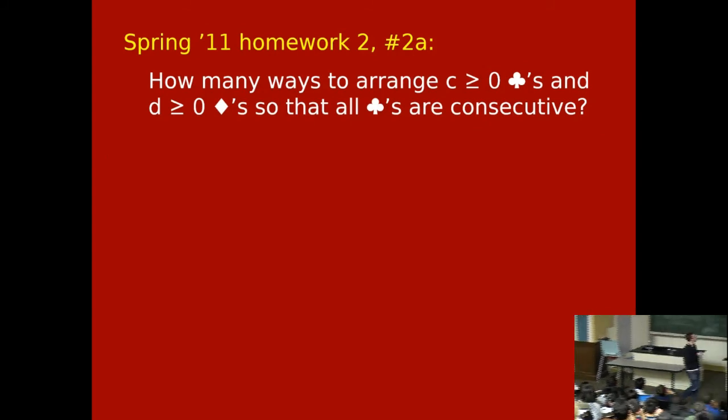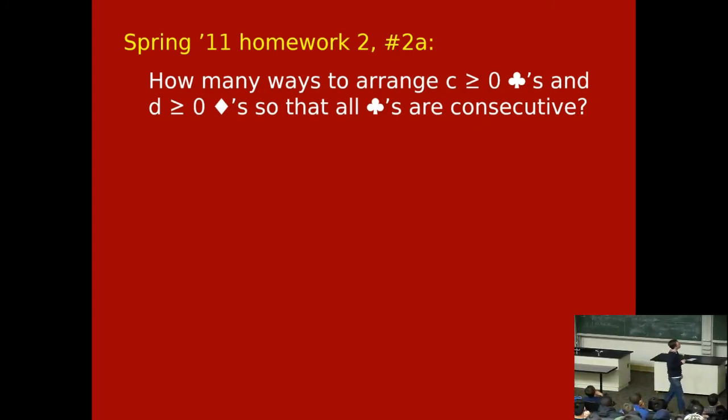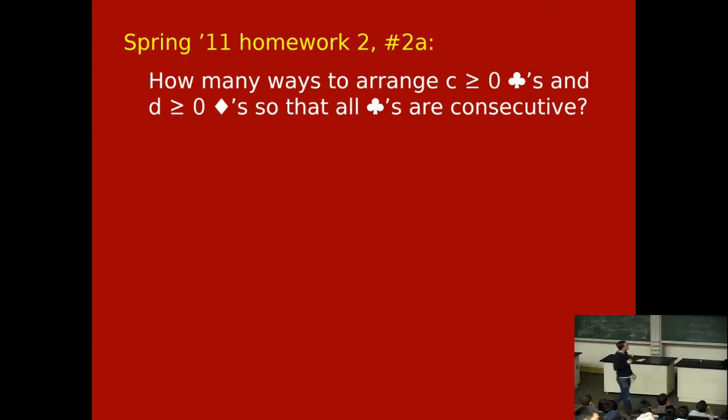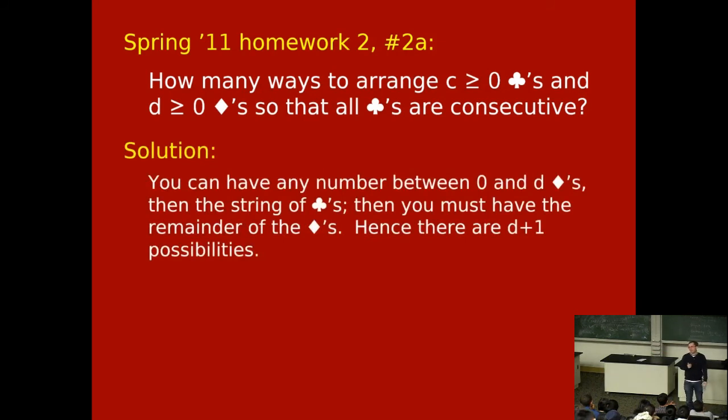This is an actual problem from many years ago. How many ways are there to arrange C club symbols and D diamond symbols in a row such that all the clubs are consecutive? That's the problem. Here's the solution that somebody might write. Any number between 0 and D of the diamonds, and then the string has to have all the clubs in a row, and then you just have the rest of the diamonds. So everything is determined by the number of initial diamonds, which is one of D plus 1 possibilities. So the answer is D plus 1.